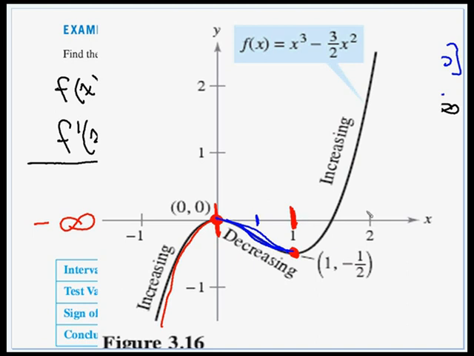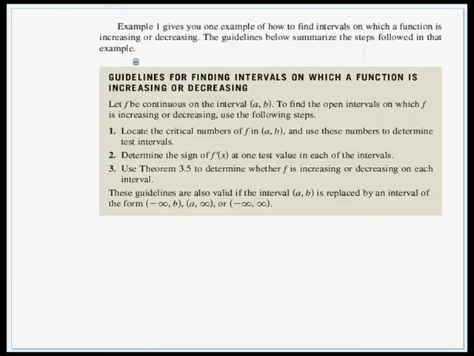And then our last interval went from 1 to positive infinity. We plugged in the test value of 2 and we found that the slope there was positive, so we knew for the entire interval our function was increasing. So example 1 gives you one example of how to find intervals on which a function increases or decreases. The guidelines below summarize the steps followed in that example.